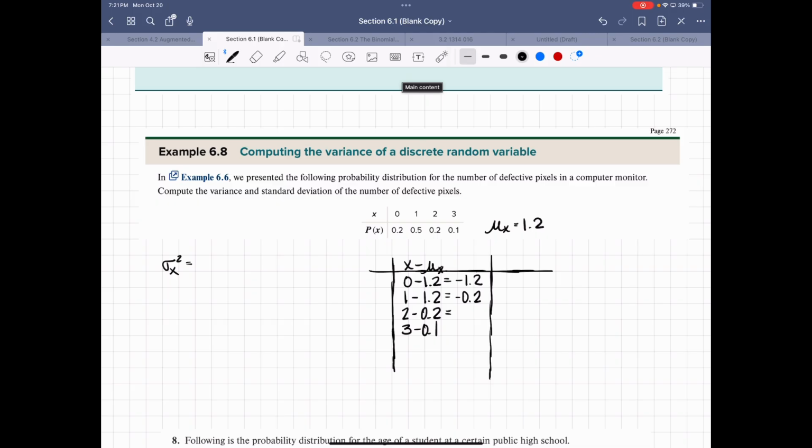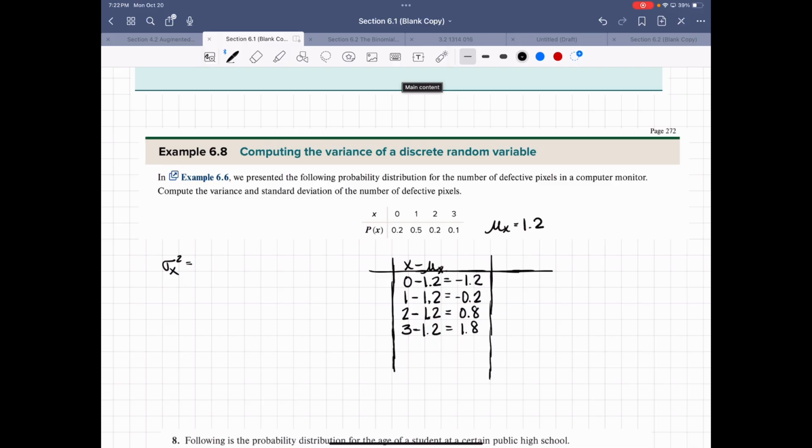Uh-oh, I messed up. Why did I switch, guys? We're subtracting the mean. It's because those cookies came around. I got a little excited. 2 minus 1.2 is 0.8. And then 3 minus 1.2 is 1.8.